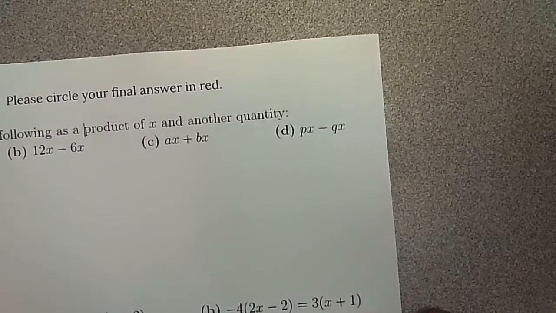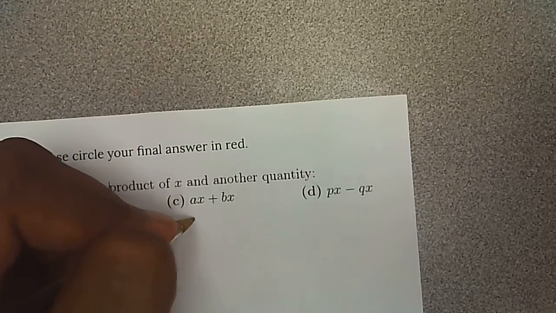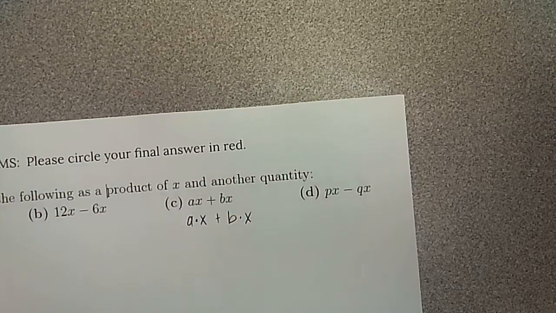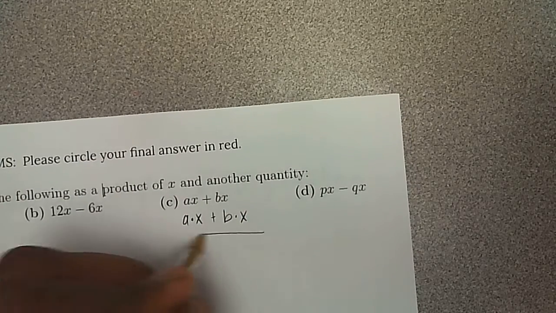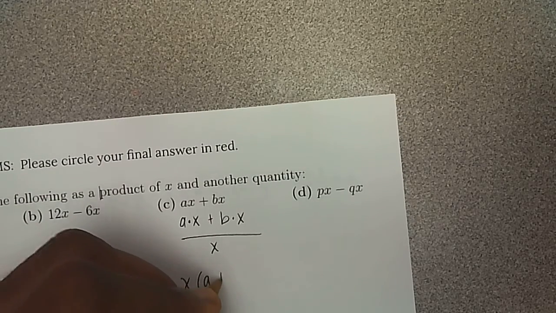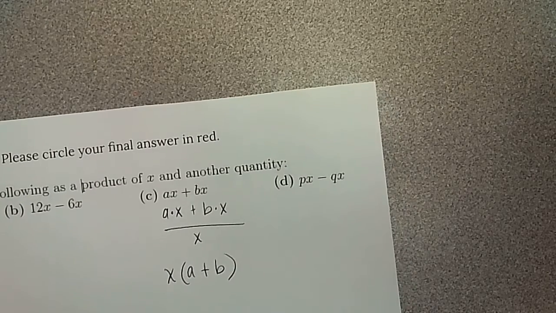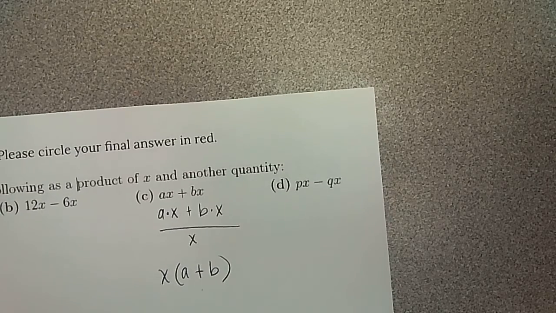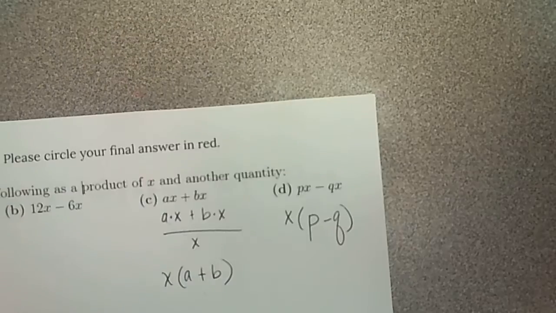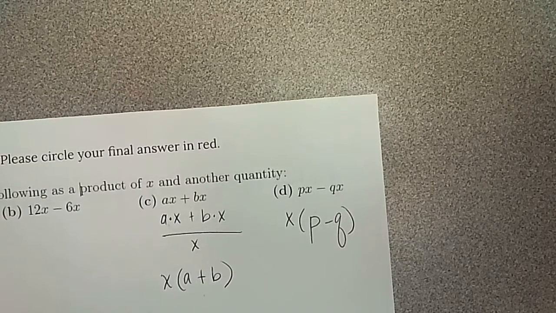I'm looking at 43. So 43, this is being multiplied by X, and this is being multiplied by X. An equivalent form, the opposite of multiplying, this is divide. So if you divide that, you get A plus B. Hopefully you can use that to solve C for 44. Same thing over here. Divide both terms by X. So this is P minus Q.